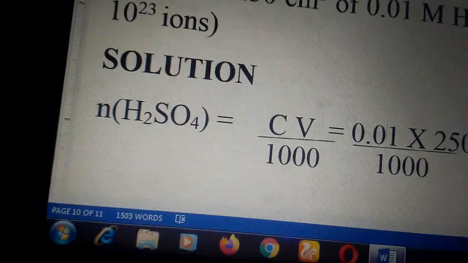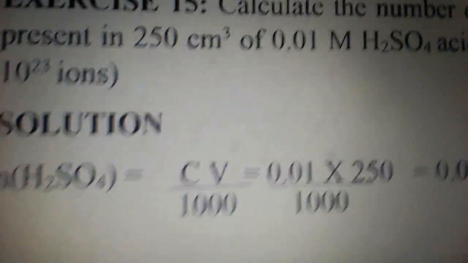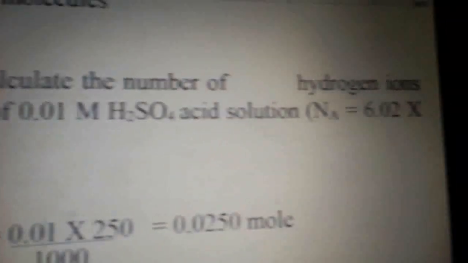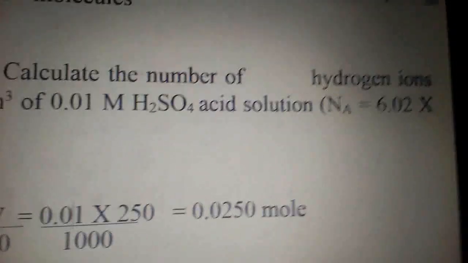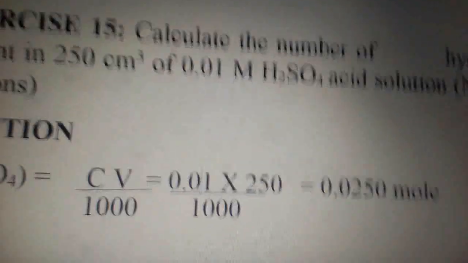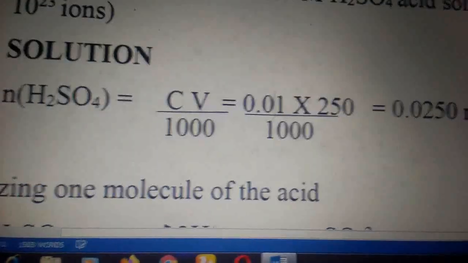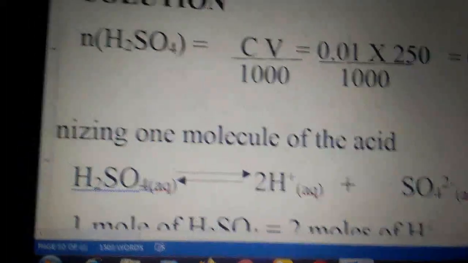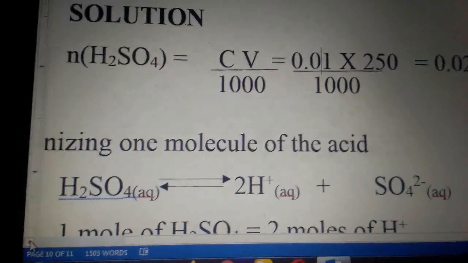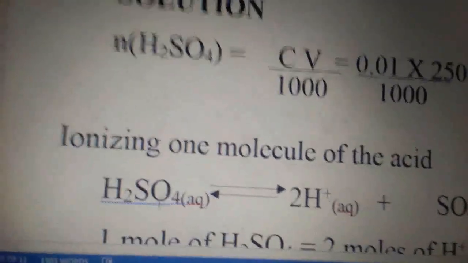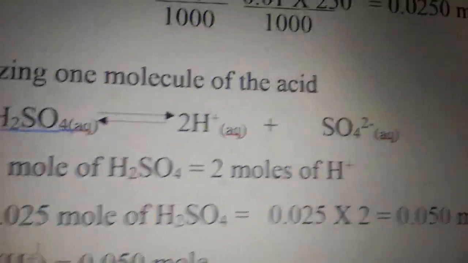So this is the number of moles of the acid, but it's not the answer. We're not looking for the number of moles, we're looking for the number of particles. Which particles? Hydrogen ions. So having obtained the number of moles of the acid, the next thing we're going to do is to ionize one molecule of the acid. So we ionize H2SO4 to bring out hydrogen ion.